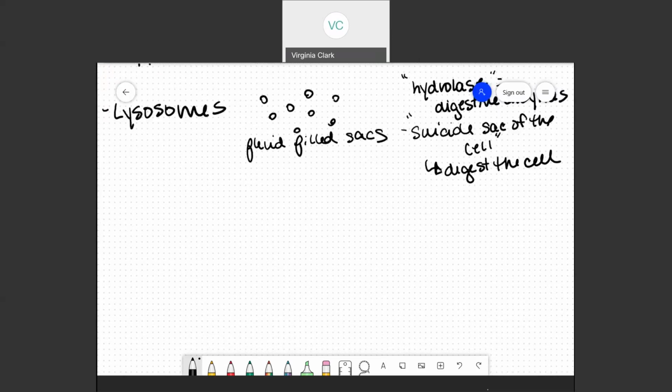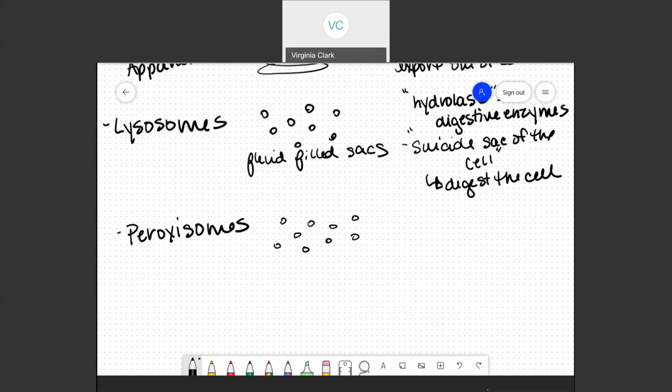Another thing that you have inside as an organelle is going to be peroxisomes. Peroxisomes are also small fluid-filled sacs. They look almost identical to the lysosomes, but they are different. Their fluid is not a hydrolase. They will actually contain an oxidase liquid inside.